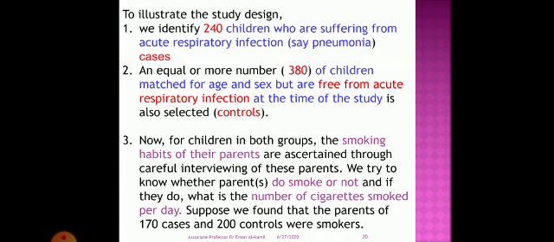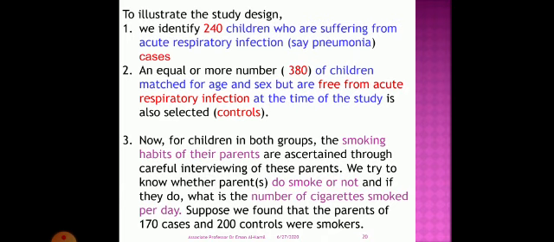To illustrate the study, we are going to take an example. If we take 200 children who are suffering from acute respiratory infection, such as pneumonia, and an equal number or more, such as 380 children who have no respiratory tract infection, we are going to match regarding age, sex or other confounding factors. These are the controls. So we have two groups: the cases with pneumonia, for example 240, and 330 controls.